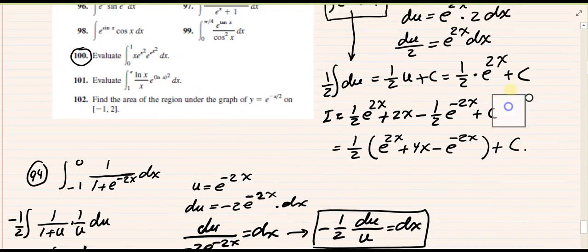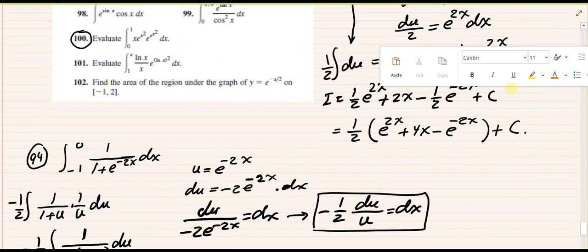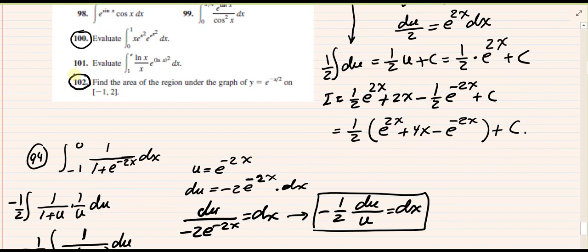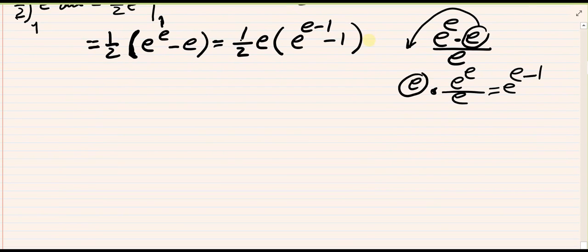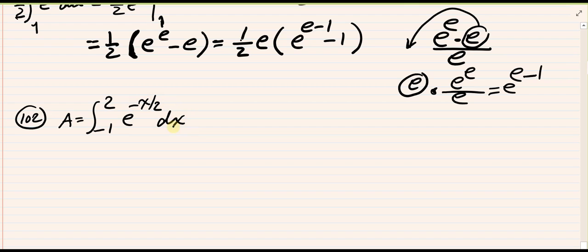And let's see, maybe do just one more here. Let's do exercise number 102. In exercise 102, we want to find the area of a region under the graph of y equals e to negative x squared from negative 1 to 2. Okay, so we want to find the area from negative 1 to 2 under e to negative x squared dx.